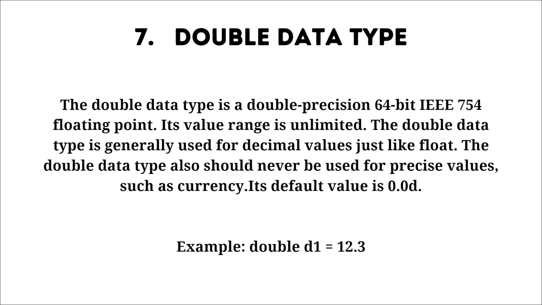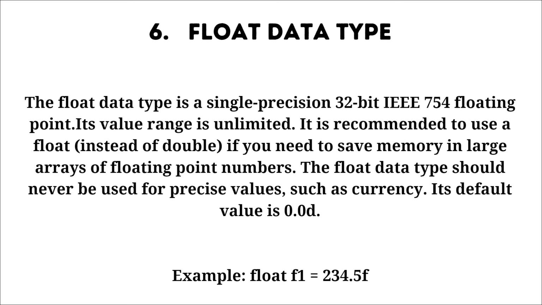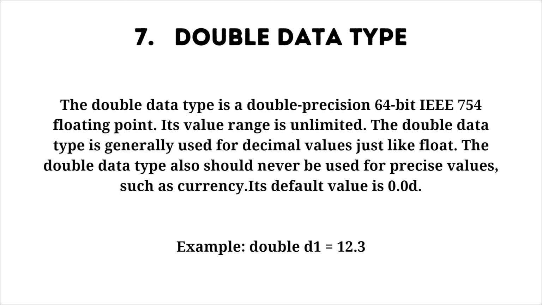After that there is double. In double also the range value is unlimited. This is the same as float, but in float you need to use F after the value, and in double you need to mention D, but I have not mentioned it here. So this is basically the same as float, but in double it's easy to enter the values, so mostly I prefer double. But float is also amazing. Both are best at their places.